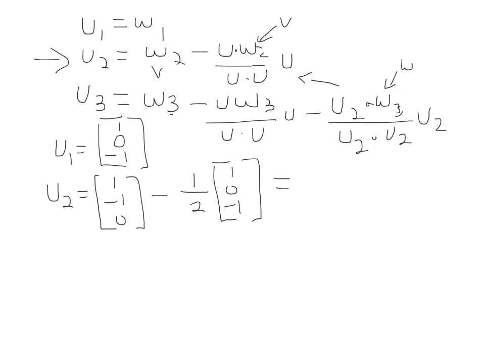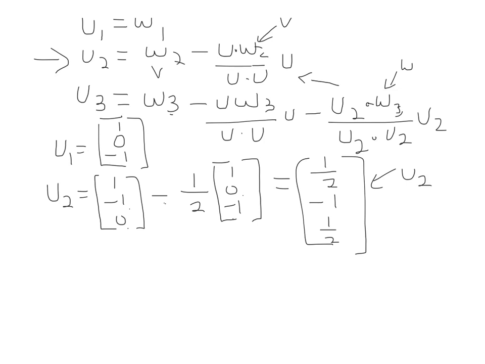So I get 1 minus 1/2 for the first component. I get minus 1 minus 0, so that's going to be minus 1. And then I get 0 minus minus 1/2, so it's going to be plus 1/2. And that's going to give me my vector u2. And that's what I need for the third vector, okay?